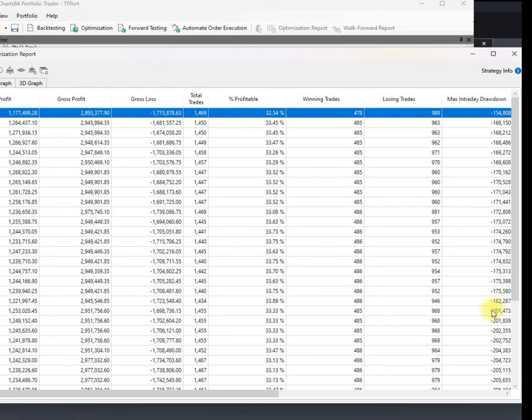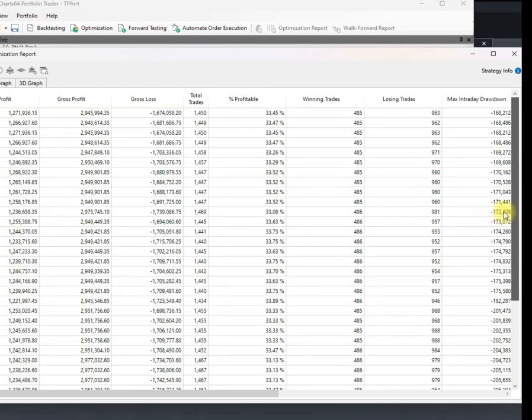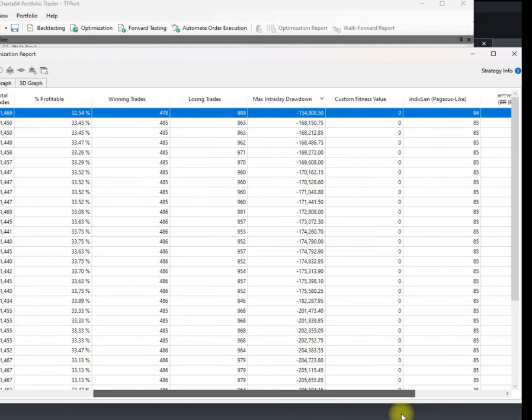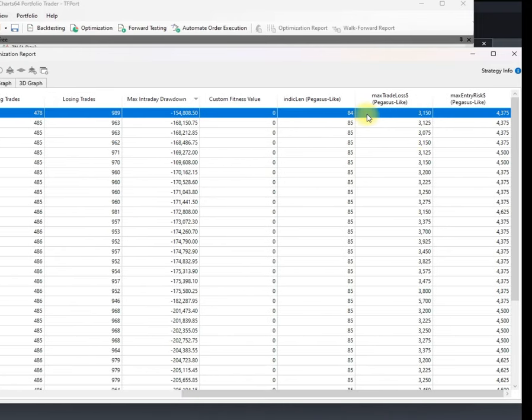And that's pretty good. I mean, that's very good for that type of trading system, trading those different markets. The parameters that chose that are a little different than what I've chosen. I didn't really pinpoint down this high of a resolution, but the indicator length was 84, the max trade loss 3150, the max entry risk was 4375. I just want to demonstrate the capabilities of the optimizer for you with PortfolioTrader.